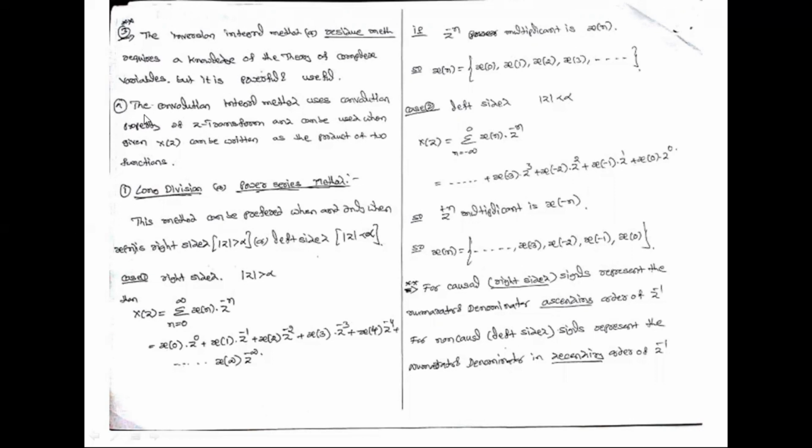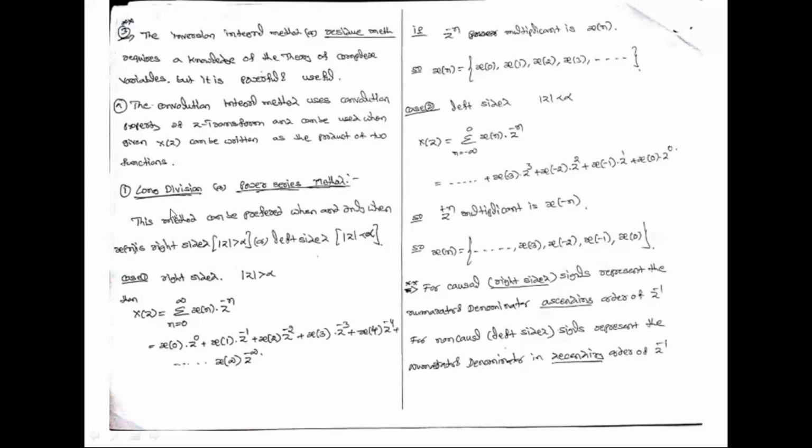And the last one is the convolution method. The convolution integral method uses the convolution property of the Z transform and can be used when the given X of z can be written as a product of two functions. For the given function X of z, you can write X1 of z and X2 of z, and for that product individually you can find the convolution, substitute in the convolution integral, and find the final equation in terms of the time domain.